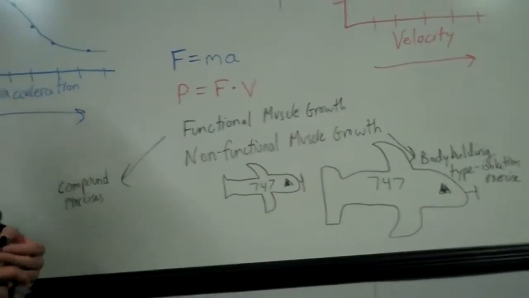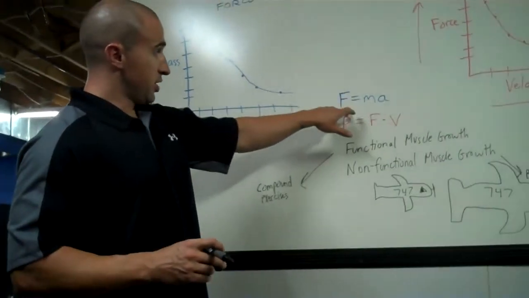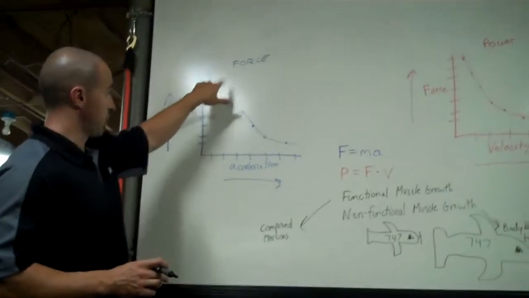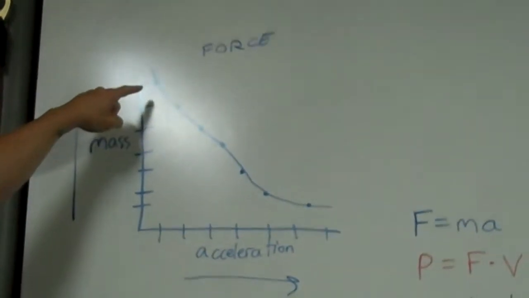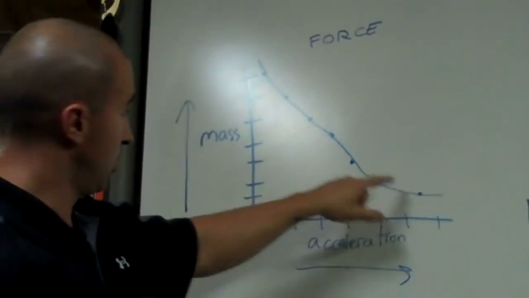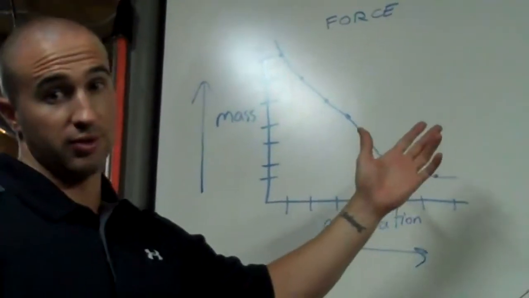So as a trainee, or if you're trying to get stronger, more powerful, you've got to know these equations. Force equals mass times acceleration. If you look over here, we have the force curve. As mass is high, acceleration is low. As acceleration goes up, the mass we're using, or the weights we're using, has to come down.